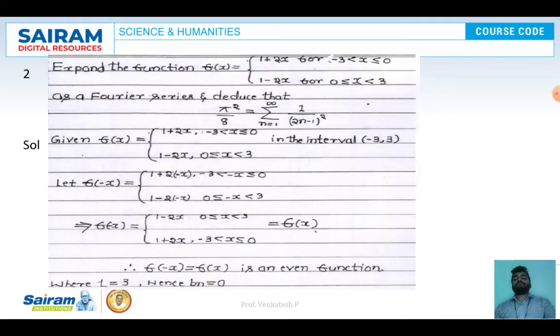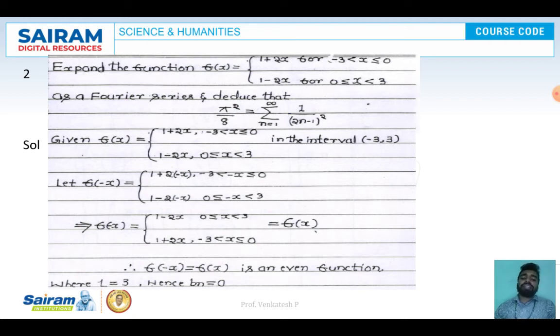Example number 2. Expand the function f of x is equal to 1 plus 2x for minus 3 less than x less than 0, and 1 minus 2x for 0 less than x less than 3. It's a discontinuous function here. So now for this function we have to find the Fourier series. Also we have to show that pi square by 8 is equal to summation n from 1 to infinity 1 by (2n minus 1) whole square.